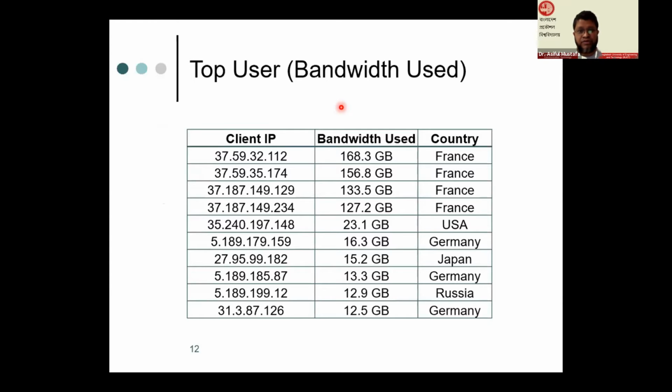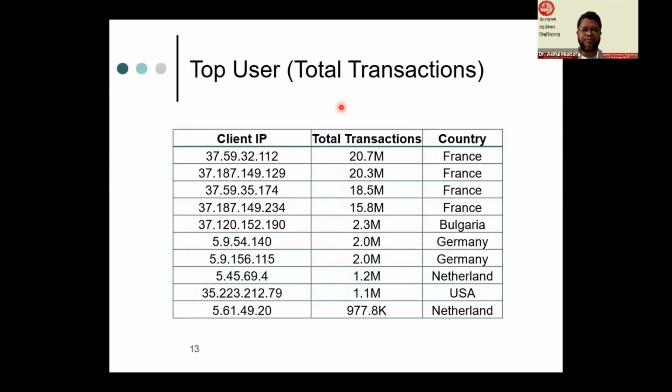In terms of top users, the bandwidth used was mostly from Germany, then France. Then we have 3 from Germany. Then there were 1 each from the US, Japan, and Russia. Bandwidth basically maps to attacks as well, because when they attack, there are more concurrent connections, and that means additional bandwidth is used during that time. In terms of transactions, a similar pattern is there. The top three have 20 million transactions from some IPs. In the lower part, we have close to 1 million transactions.